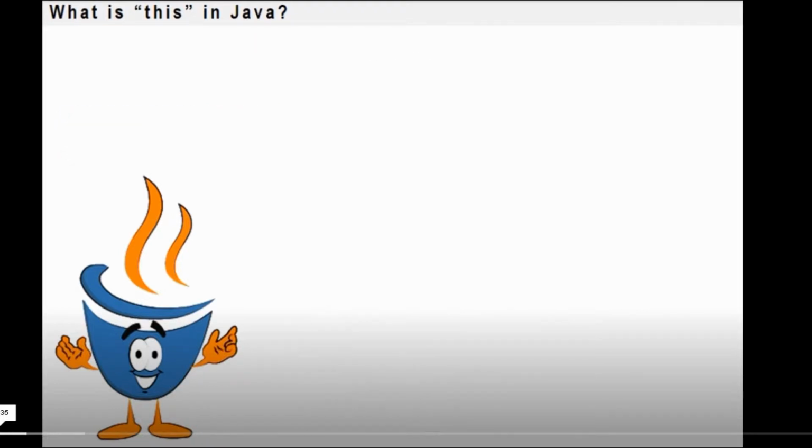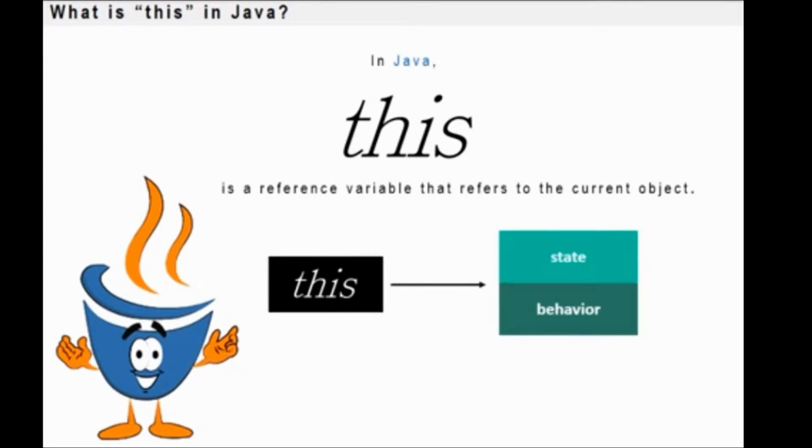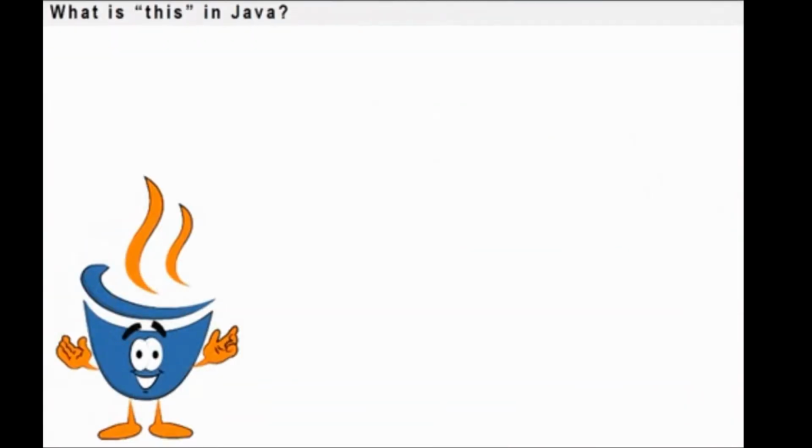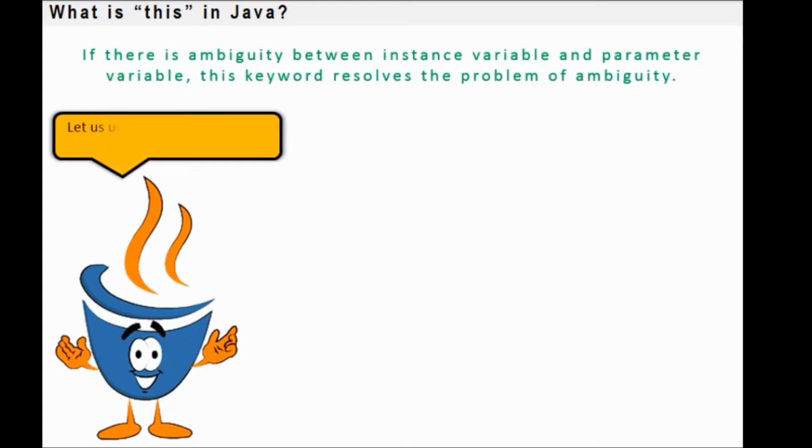In Java, this is a reference variable that refers to the current object. If there is an ambiguity between instance variable and parameter variable, this keyword resolves the problem of ambiguity. Let us understand with the help of this example.